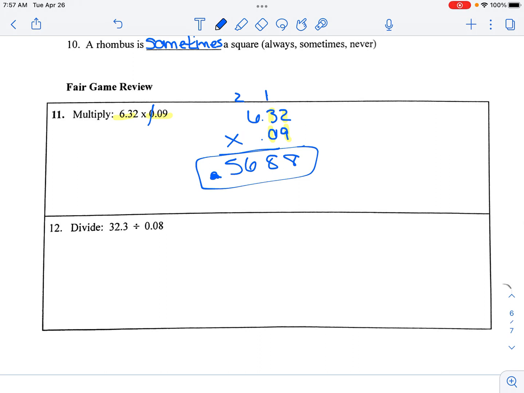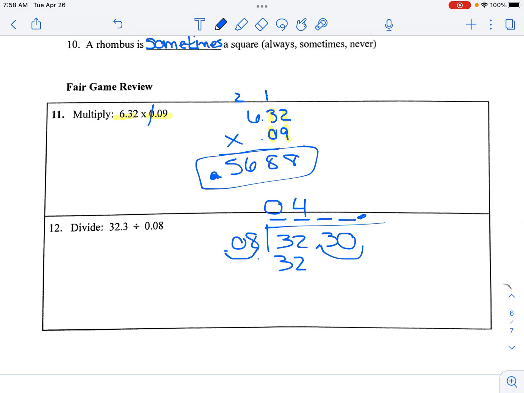All right, last one, divide 32.3 by 0.08. First thing, move your decimal twice, add a 0, move your decimal twice. So in your answer, you should have 1, 2, 3, 4 digits. So 8 cannot go into 3. 8 times 4 is 32.